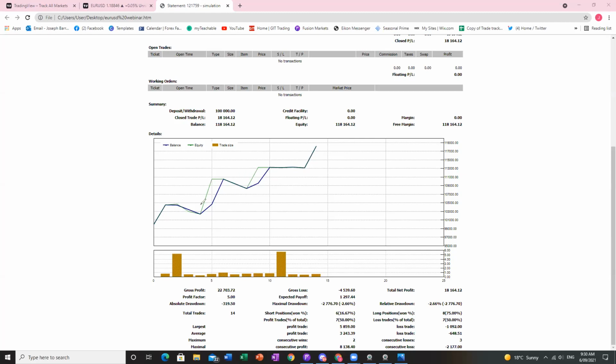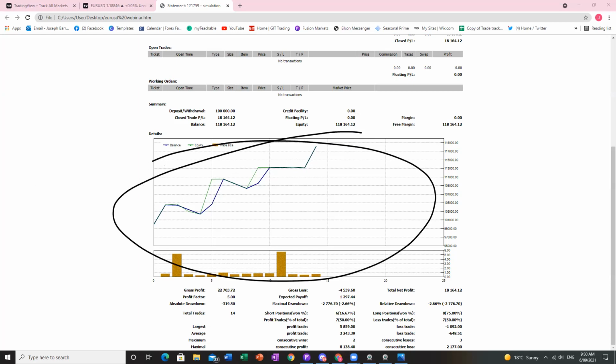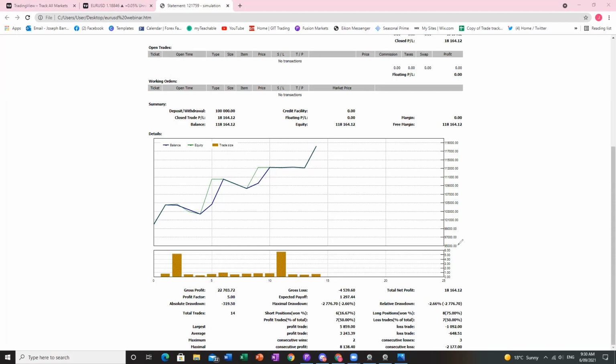And this is really, in reality, what my actual equity and account balance look like. So let's say we started with 100,000, where it is, let's say there. Account balance might be down here, let's say 110,000, but equity is up here.